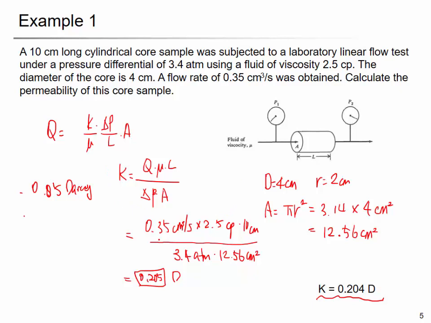Or, if this is confusing, you can use the viscosity 2.5 millipascal second, which is 2.5 times 10 to the negative 3 pascal second. And for the delta P, instead of atm, 3.4 times 101.3 kilopascal. Then you get the permeability in the unit of meter squared, right?